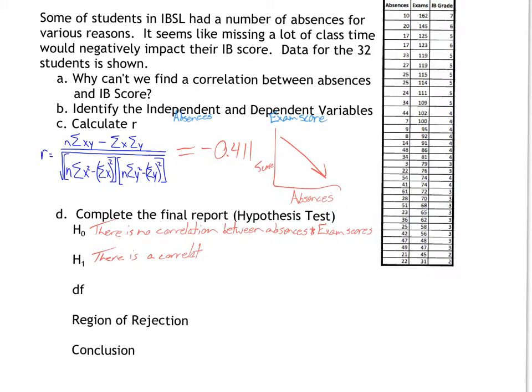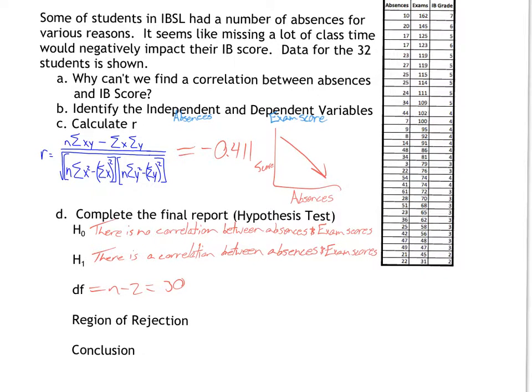So these are guidelines we follow. For anything, it would be exactly that, but obviously don't use X and Y, you would relate it to the situation. Now, we had 32 students, what's our degrees of freedom? Degrees of freedom is always n minus 2, so it's 32 minus 2, so in this case that's 30.